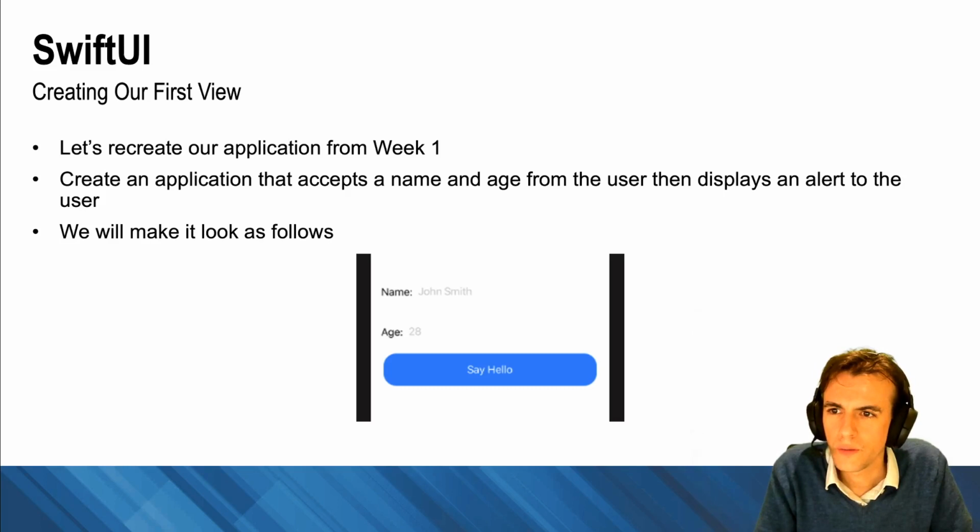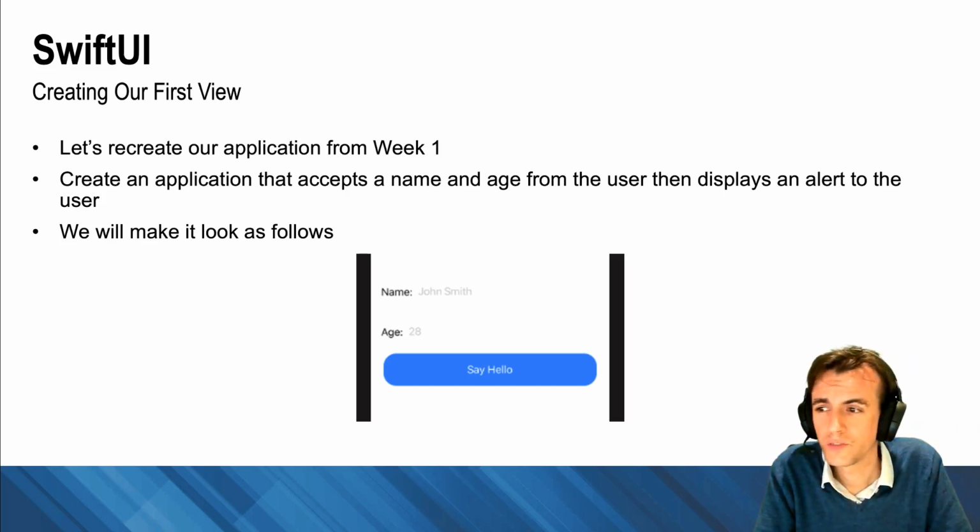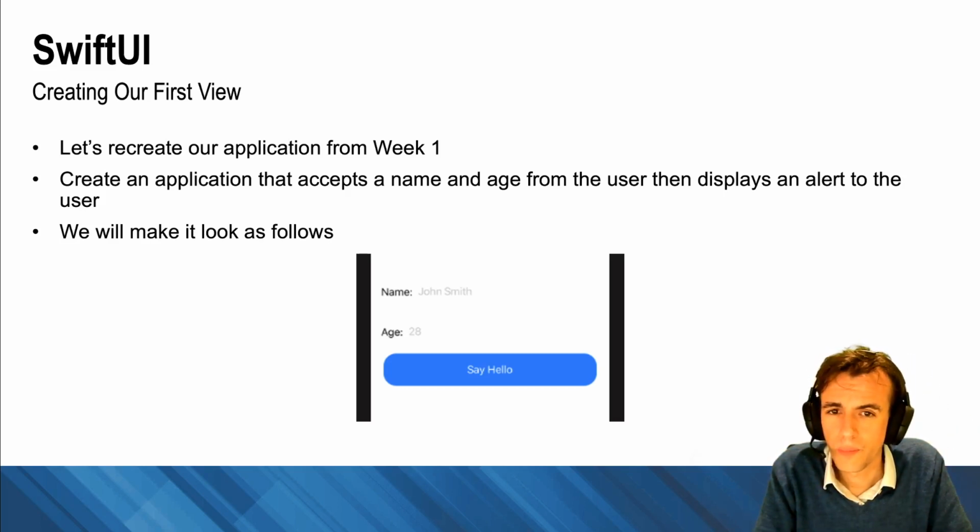Okay, so as an example, let's recreate our application from week 1. This was a really simple thing. It had a couple of labels and a couple of UI text fields, and we could type in a name and an age and click a button and show an alert.